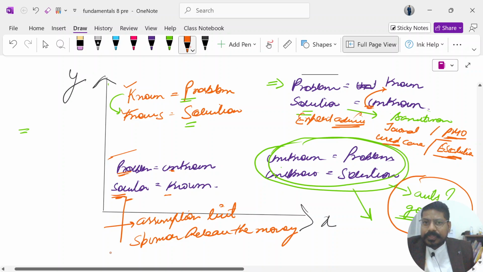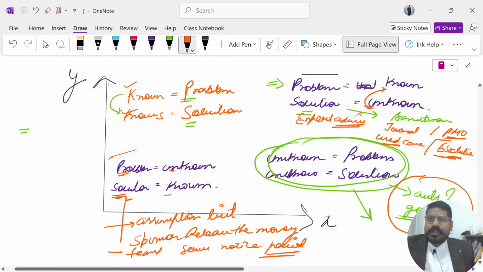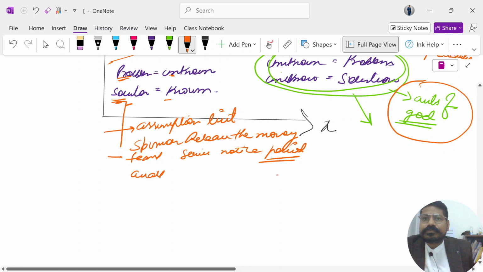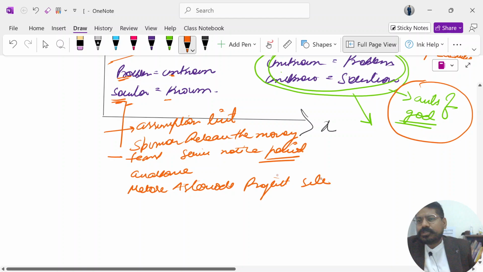You assume that your team members will not leave the organization without serving notice period. And in that notice period, you will try to find a resource that can replace this guy. You assume that there will be no avalanche. You assume there will be no meteors or asteroids coming to your project site in next 2 years of the project duration.